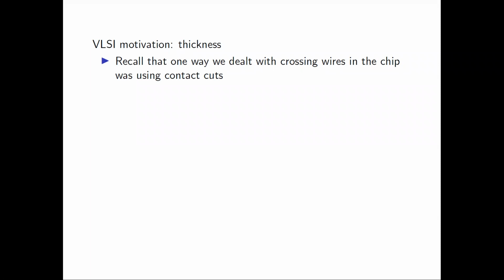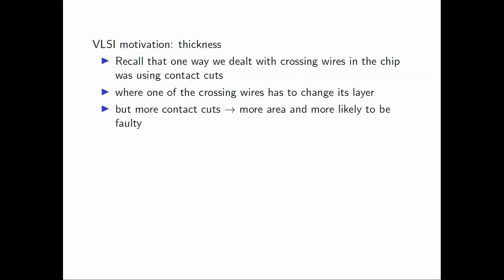And the method that we discussed was using this thing called contact cuts, where if we have two wires that cross in our circuit, one of the wires has to change its layer. And we do this for each contact cut. So the more contact cuts we have, the more area that our circuit is going to take, and the more likely that it's going to be faulty.